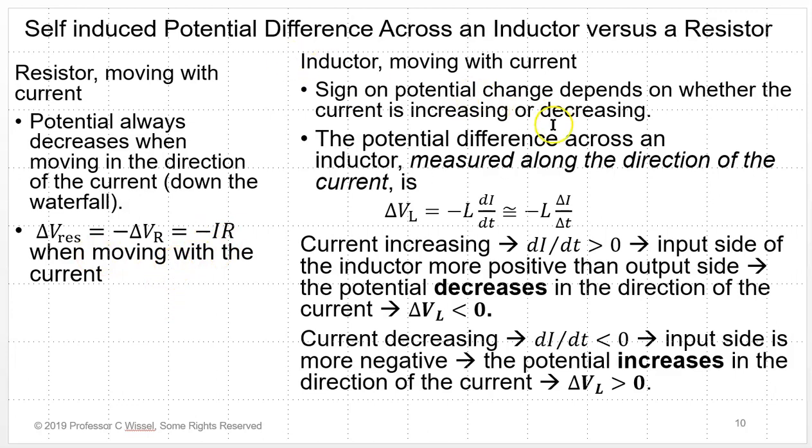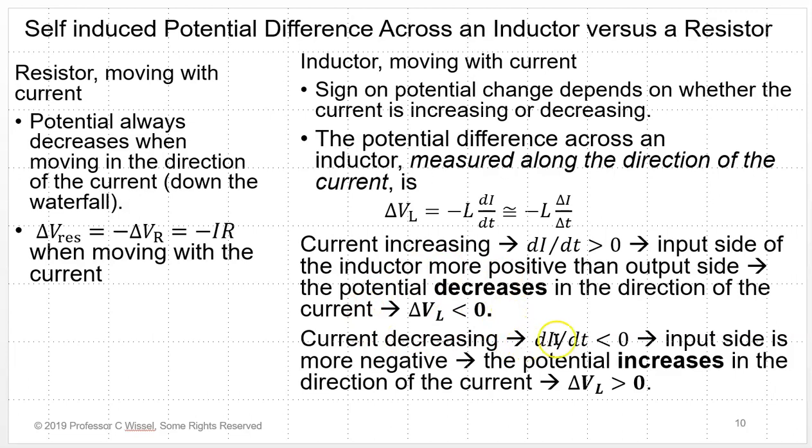In the inductor, when moving with the current, the sign of the potential change depends on whether the current is increasing or decreasing. The potential difference across an inductor measured along the direction of the current is delta VL equals minus L di/dt, or approximately minus L delta I over delta T. If the current is increasing, di/dt is greater than 0, so the input side of the inductor is more positive than the output side. So the potential decreases in the direction of the current, and delta VL is less than 0.